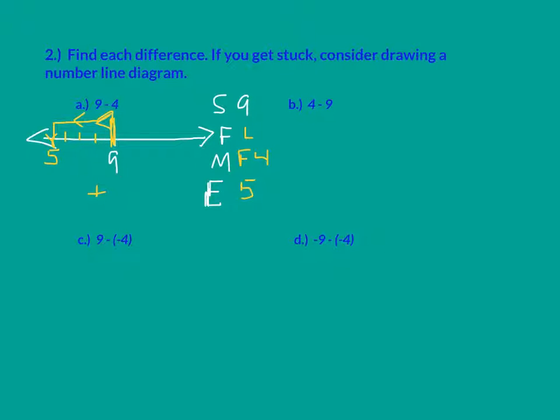Now let's be honest. I'm sure everybody knew that the answer to this was going to be positive 5, because if I have 9 of something and take away 4, I end up with 5. But I do think it's important that we continue to see these on the number line. So let's do this next. I'm going to do B on my number line as well.